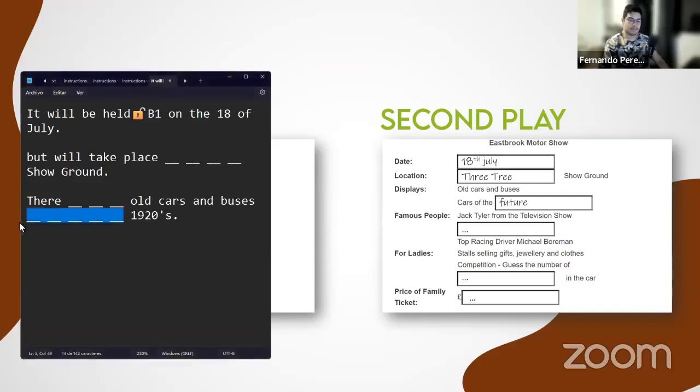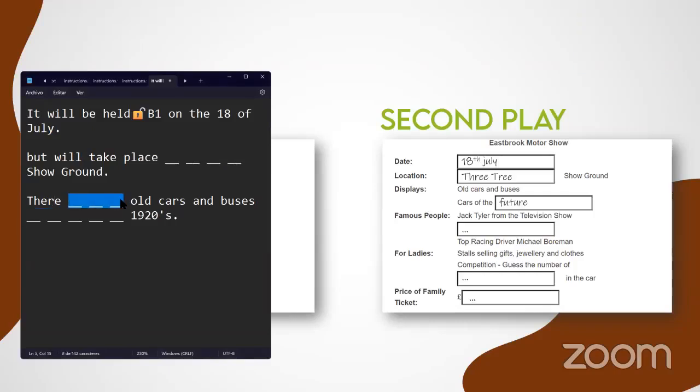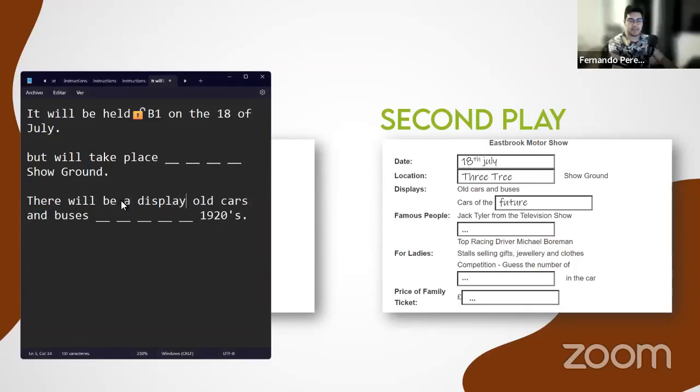Does it make sense? Yes. There will be a display. This is your first cue, no? If you hear display, that's your attention point: old cars and buses from as early as the 1920s. That's the reason we hear that. And then after that, we have all in beautiful condition.